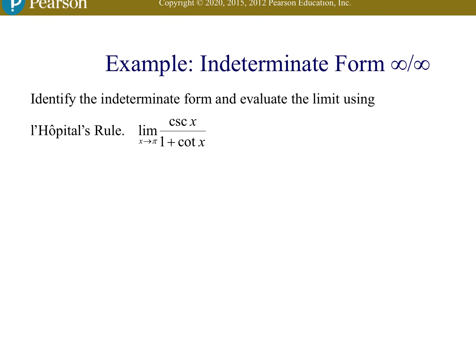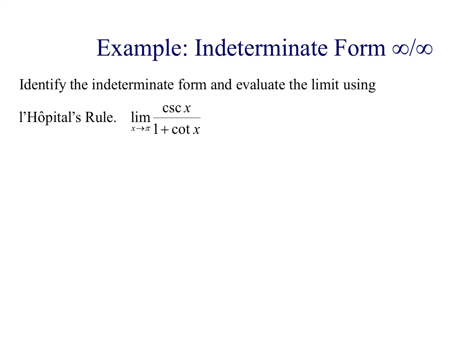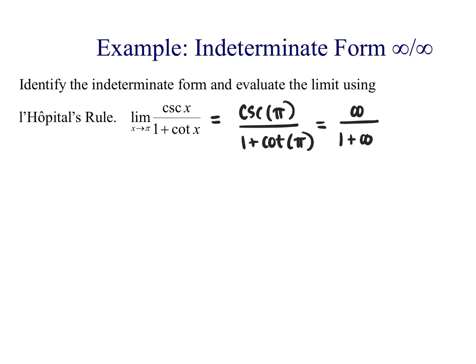Okay. Now here's one that's going to be infinity over infinity. Always plug in. So this time I'm plugging in pi. So the cosecant of pi over 1 plus the cotangent of pi. You've got to know your unit circle a little bit here. The cosecant of pi is infinity. The cotangent of pi is also infinity. And what happens when you add 1 to infinity? It just stays infinity. And so we have an indeterminate form.